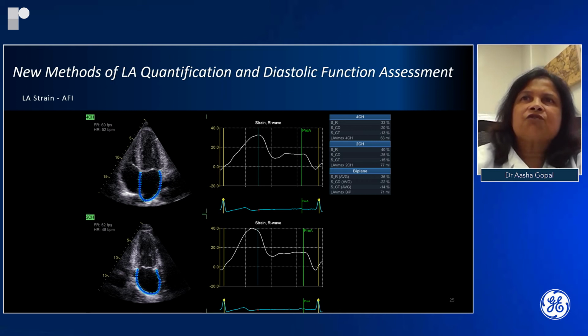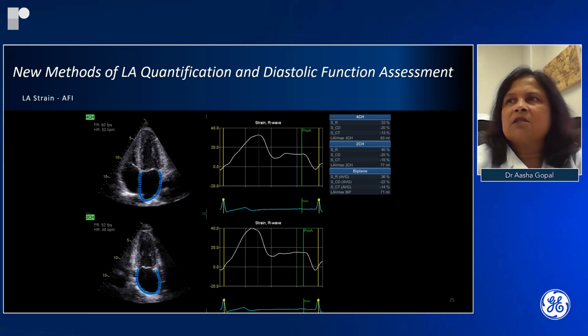So left atrial strain curves from single plane as well as biplane views can be obtained easily, showing the reservoir strain, which we said was a positive number, and the conduit and contractile strains, which are negative numbers. So this is available only for transthoracic echo and not for transesophageal echo.